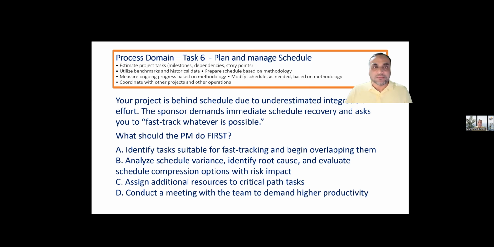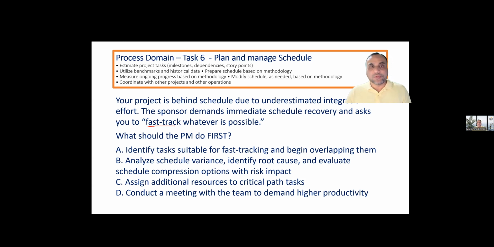Your project is behind schedule due to underestimated integration efforts. It happens. It's a very normal thing that sometimes we overestimate, sometimes we underestimate, and constraints change. The sponsor demands immediate schedule recovery and asks you to fast track whatever is possible. Fast tracking means doing the work in parallel. Whoever asks first, we have made up our mind that we will follow the process. Sponsor, organization owner, CEO, whoever, everything is immediate but has to be done the way it should be done. What should the PM do first?